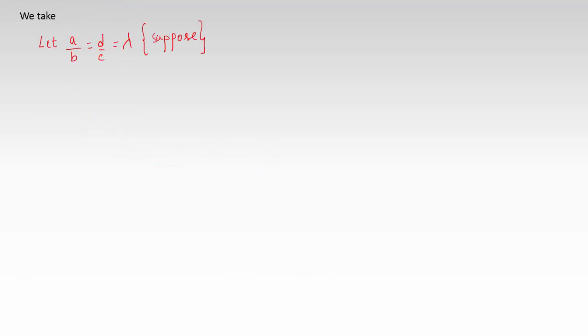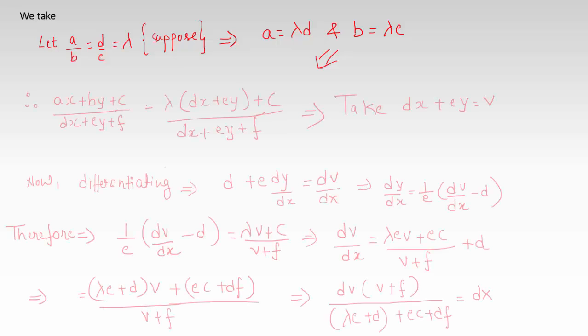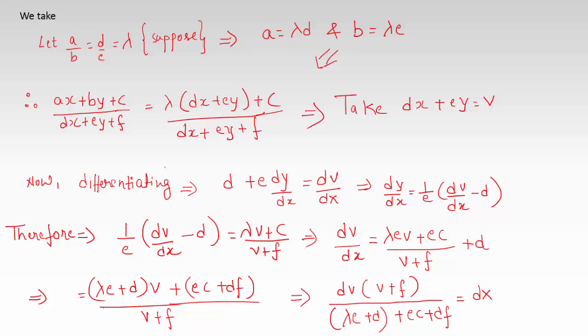We have to make an assumption as a upon b equals d upon e equals lambda, such that we get a equals lambda d and b equals lambda e. So we put this in these substitutions, we'll get (ax plus by plus c) upon (dx plus ey plus f) is equals to (lambda dx plus ey plus c) upon (dx plus ey plus f). We have just substituted the value of a as lambda d and value of b as lambda e, and we have taken lambda as common. So this is how we substitute, and then the next substitution will be dx plus ey is equals to v.